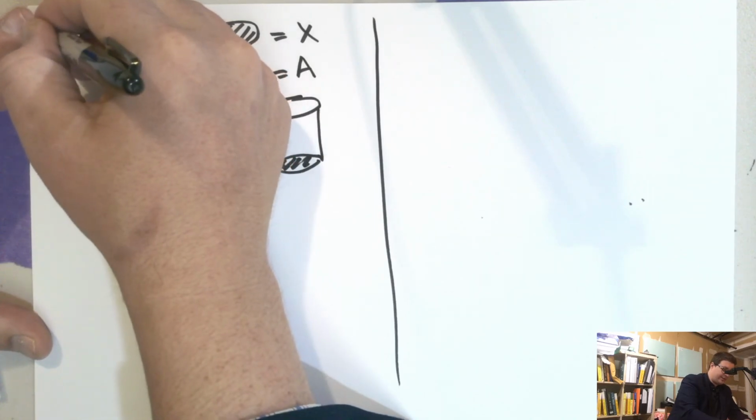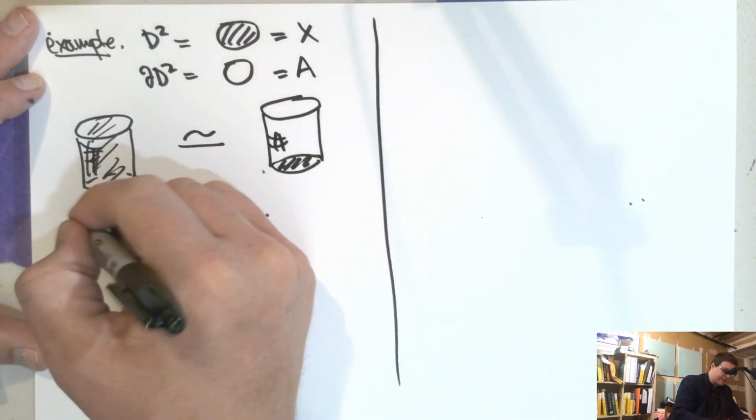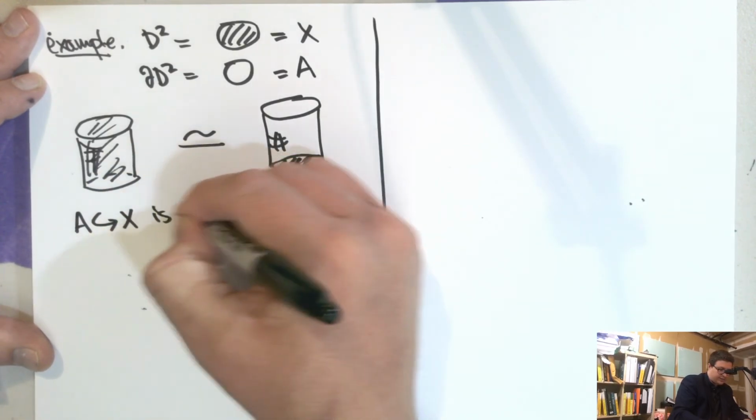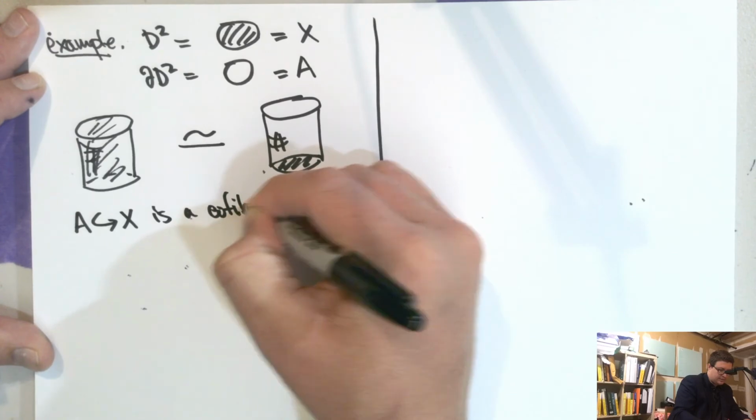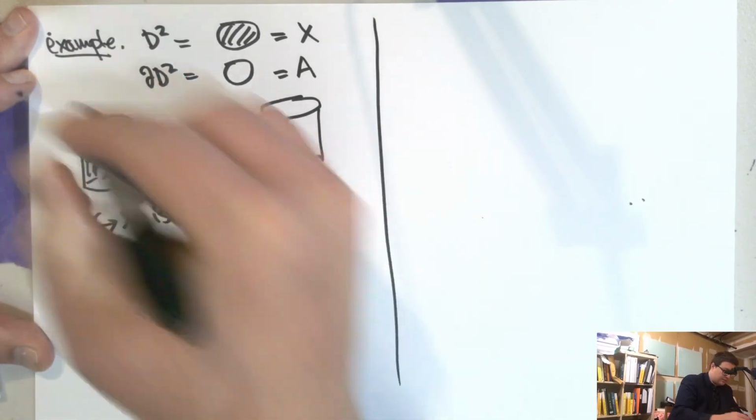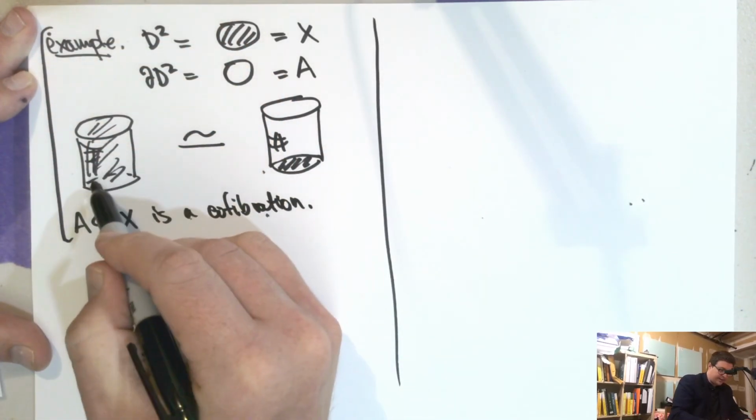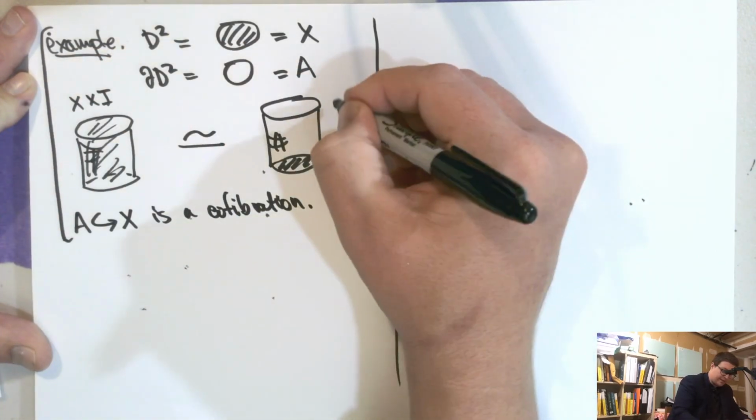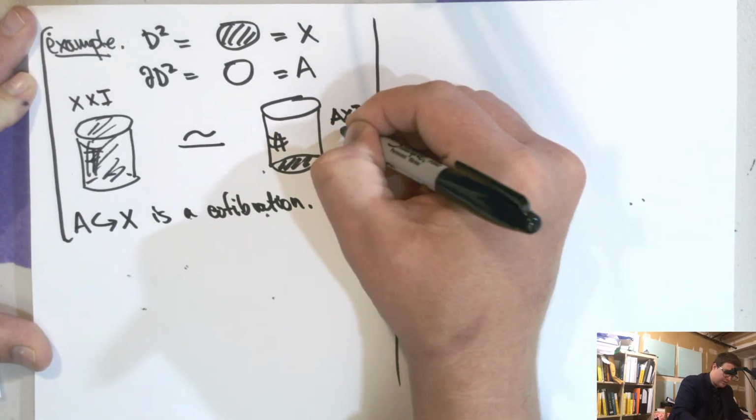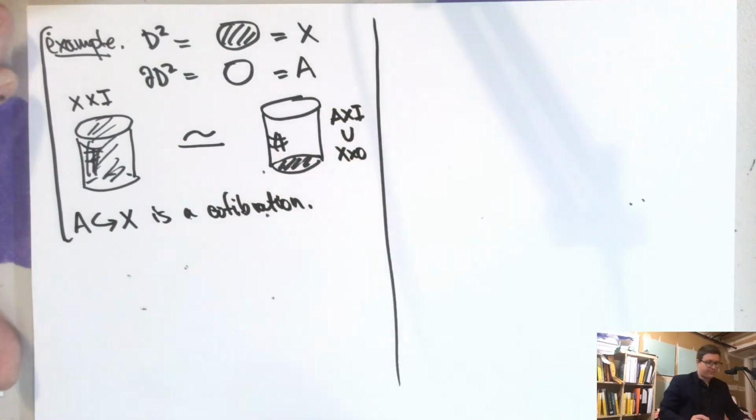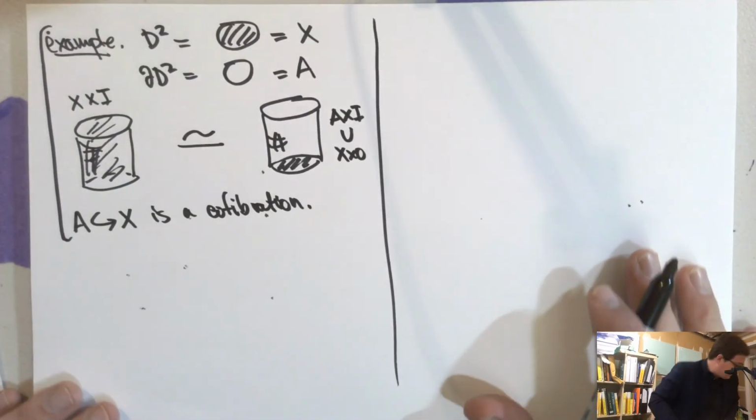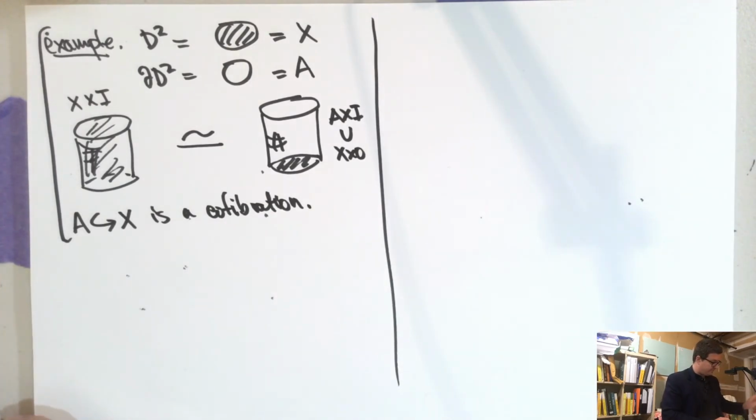Okay, so this is a cofibration. So A into X is a cofibration, because this is our X cross I, and this is A cross I union X cross 0. We just have the bottom part here. All right, so this is our characterization. So let's do the proof.